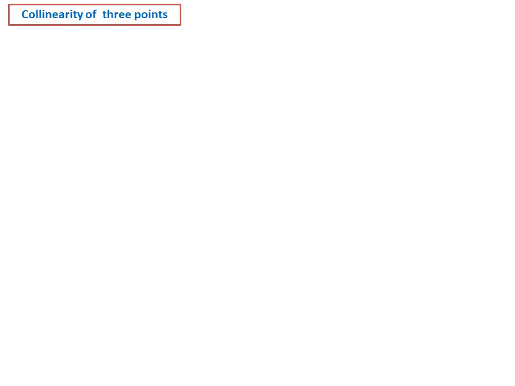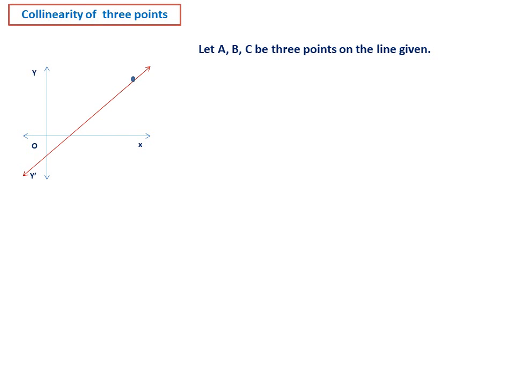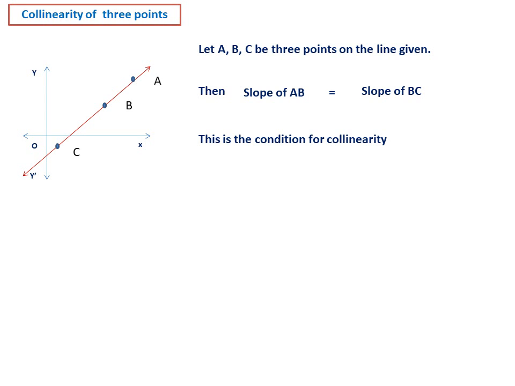Collinearity of 3 points. So when the 3 points are collinear, let us find the condition. See, let us say A, B, C are 3 points which are given, which are on a line. That means collinear means what? They are on the same line. So A is the first point, second one is B, third one is C. Now, slope of AB equal to slope of BC. So this is the condition for collinearity.